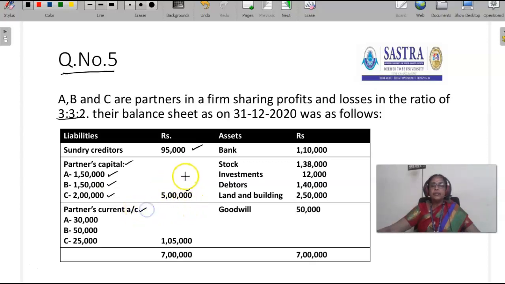Partners' current account. In this problem, current account balance is also available. A 30,000 rupees, B 15,000 rupees, C 25,000 rupees. The total of the current account is 1,05,000. Bank total is 1,10,000. Stock is 1,38,000. Investment is 12,000. Debtors is 1,40,000. Land and building is 2,50,000. Goodwill 50,000. The total of the balance sheet is 7 lakh rupees.